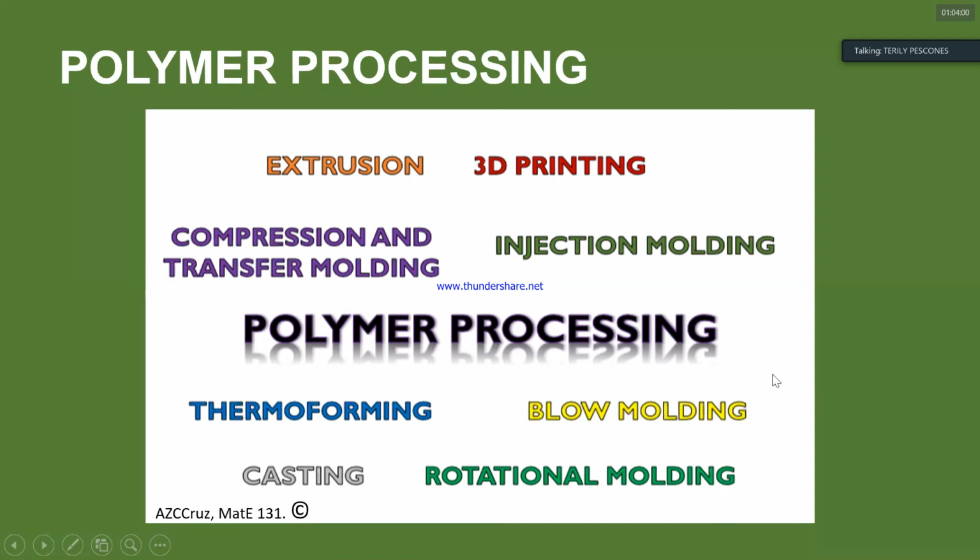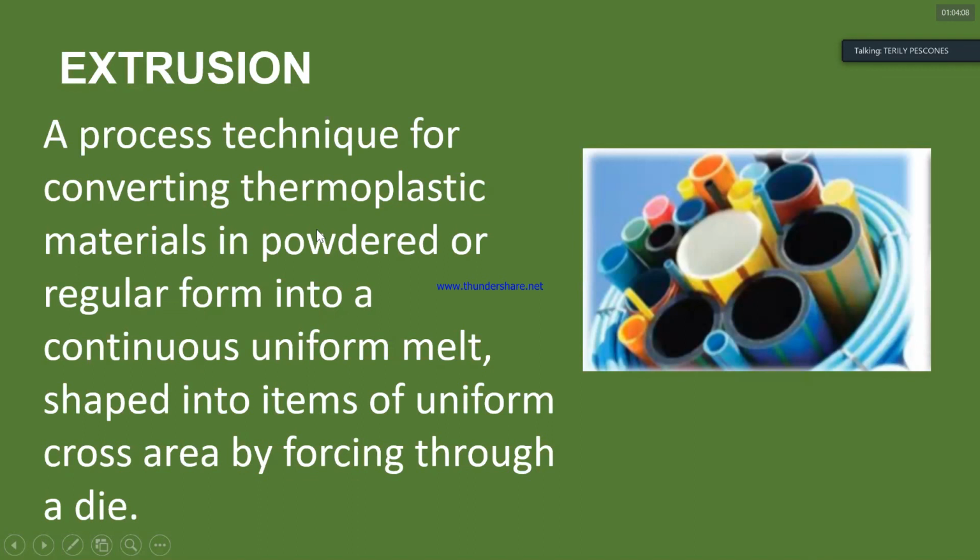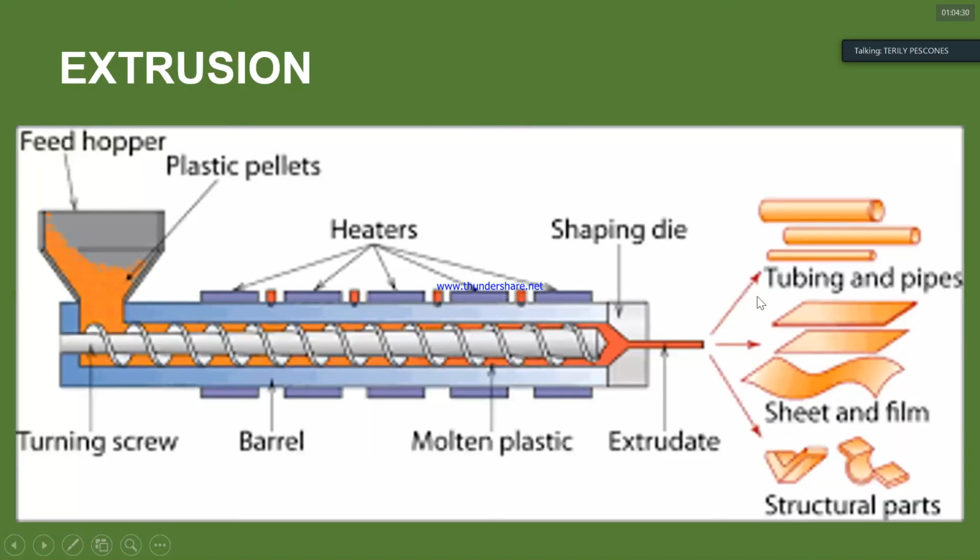So, halimbawa, ito yung material, gusto mo pipe. So, siyempre, iba ang kanyang process na dadaanan. So, extrusion. A process technique for converting the thermoplastic materials in powdered or regular form into a continuous uniform melt, shaped into items of uniform cross area by forcing through a die. So, ang tawag natin dito sa pag-produce mo ng mga pipes class is extrusion. Yan. So, ito si extrusion process.